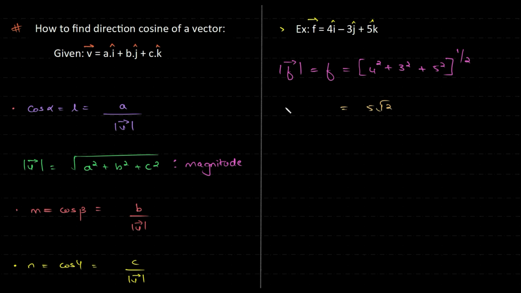And so we have our cos alpha as 4 by 5 root 2. Then cos beta as minus 3 by 5 root 2. And cos gamma as 5 by 5 root 2, that is 1 by root 2. And that's your answer.